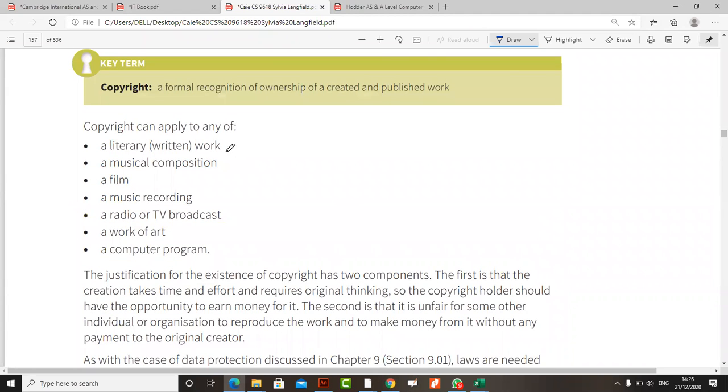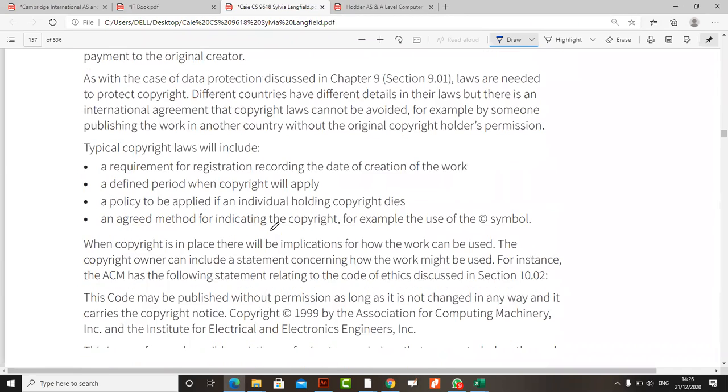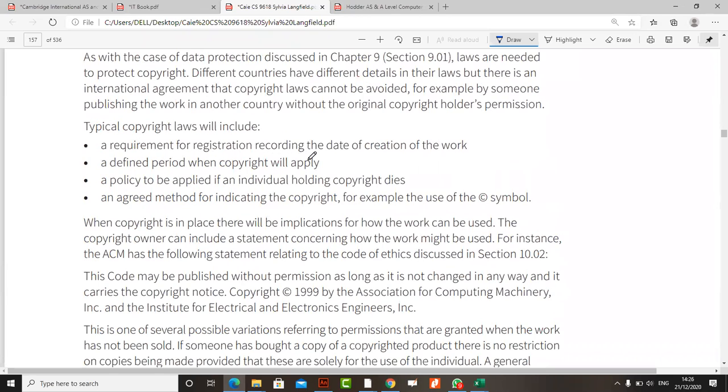Copyright can apply to written work, music composition, a film, a music recording, a radio, TV, work of art, or computer program. It could be anything. Okay. The typical copyright laws will include requirement of registration according to the date of whenever you did. We made a website, you write copyright 2020. The defined period when the copyright will apply, from this to this year. Okay. A policy to be applied if the individual holding copyright dies. Yeah, what happens in that case? It should be there. An agreement method for indicating the copyright, for example, the use of the symbol.